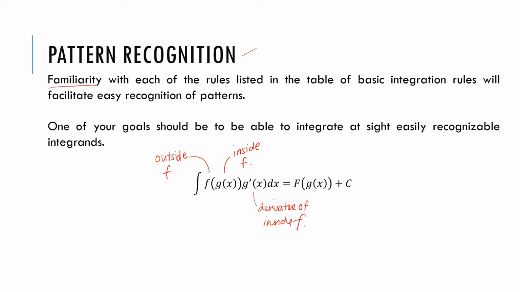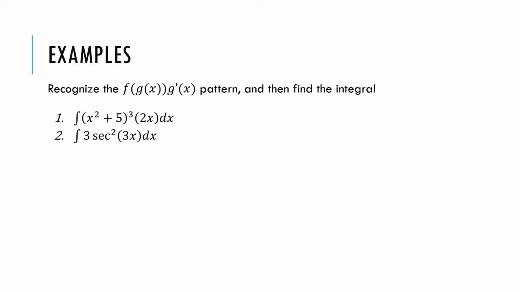So let's go with the next slide. We have examples here. Recognize the f of g of x multiplied by g prime of x pattern and then find the integral. Number one is the indefinite integral of the cube of the quantity x squared plus 5, multiplied by 2x, with respect to x. And number two is the indefinite integral of secant squared of 3x multiplied by 3, with respect to x.